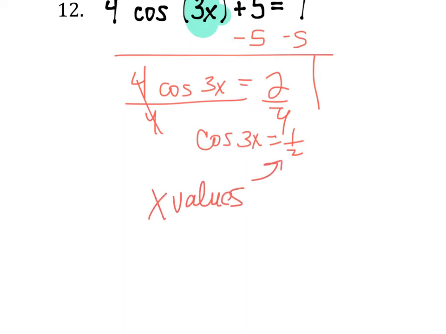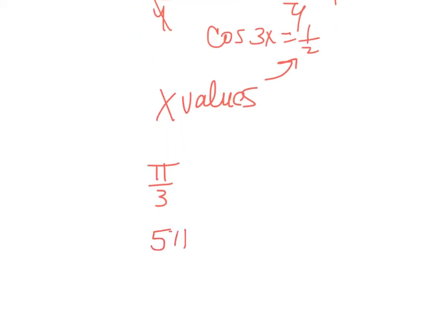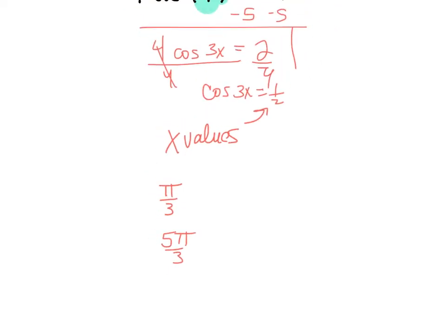So go to the unit circle. Where are my x values? Positive 1/2. Pi over 3 and 5 pi over 3. I'm not going to say x equals. I'm going to say what? 3x. Good.